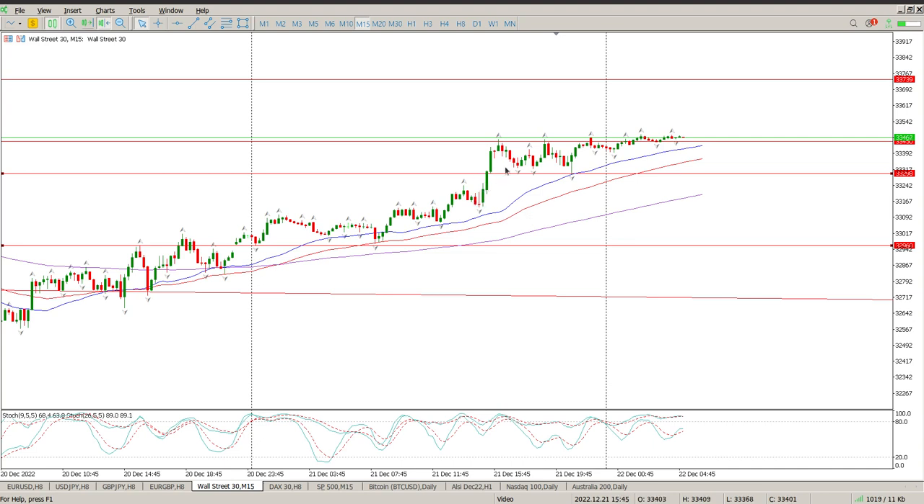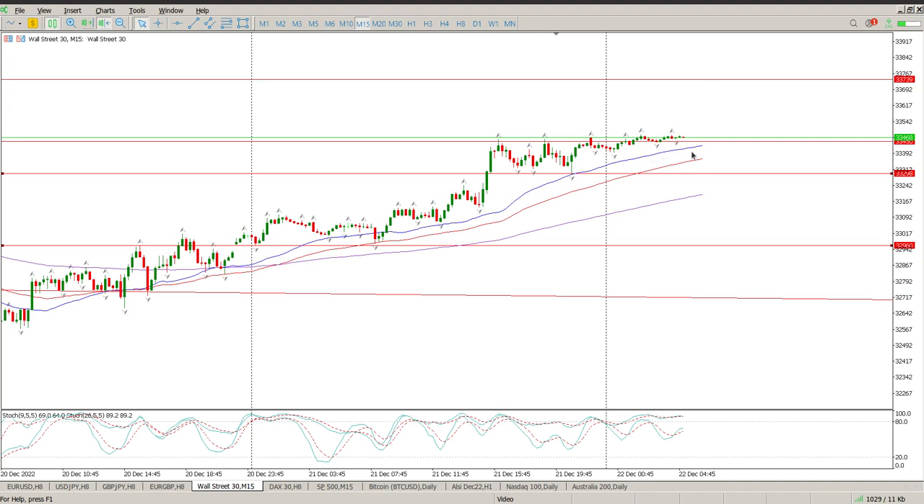So it could be a case, it just depends who's in charge, who's trading. Are the bulls or the bears trading more? And that's basically what it's going to boil down to, because with low volumes, they'll be able to push price in any direction they want to. So at the moment, I'm looking for either a break and retest of the 33,450.